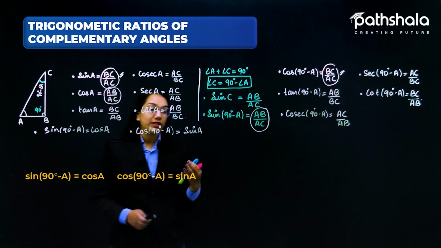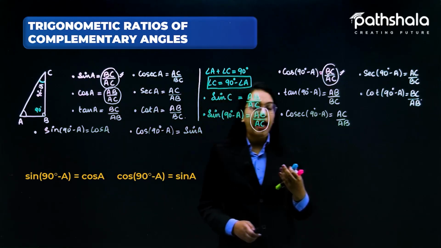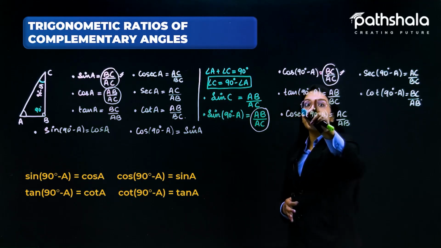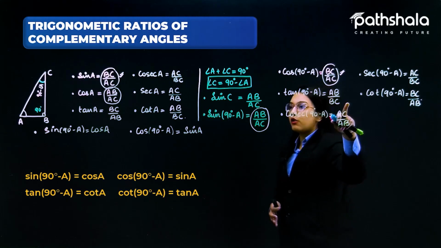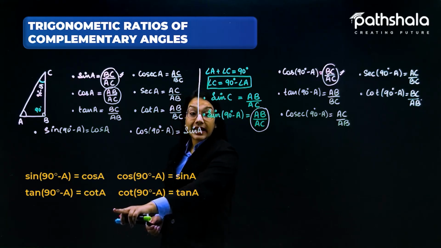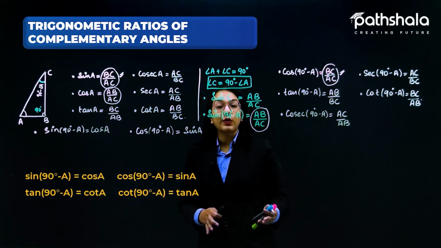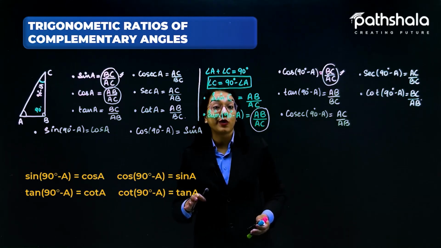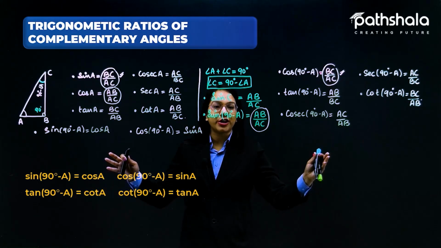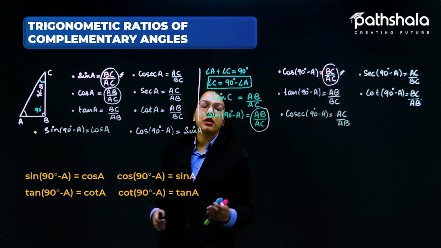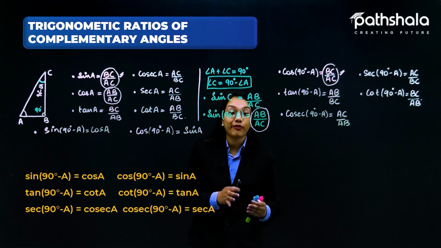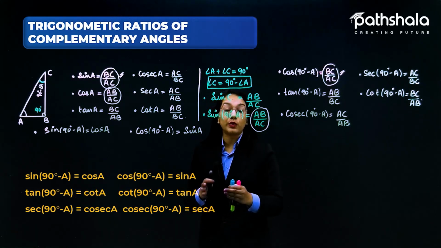Now the next complementary angles, if we look, we can find out tan 90 minus A. As you can see, tan 90 minus A is nothing but AB by BC. Now let's look at AB by BC over here. AB by BC is nothing but cot of A. So hence tan 90 minus A is equal to cot A. Further, cot 90 minus A is coming out equal to tan of A. You can compare all by yourself. You can see this particular fact from all these ratios that they are equal to each other, and in the simultaneous manner, secant 90 minus A is coming out to be equal to cosecant of A, and cosecant 90 minus A is equal to secant of A.